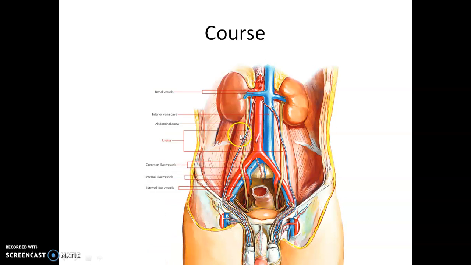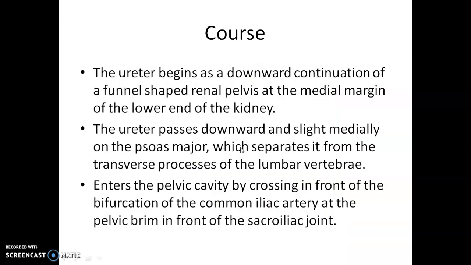So that is, of course, the course. Here is an additional relation in the posterior abdominal wall. Can you see this muscle here? It's called the psoas major muscle. So the ureter is resting on the psoas major muscle in the posterior abdominal wall.